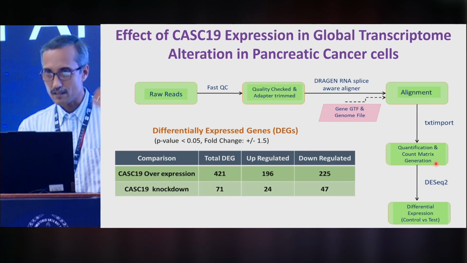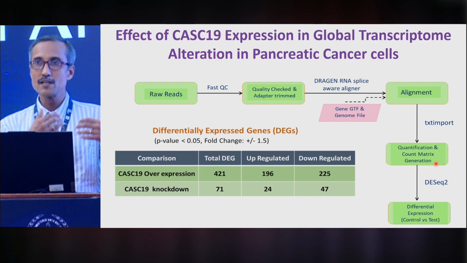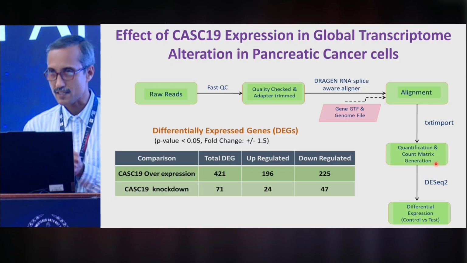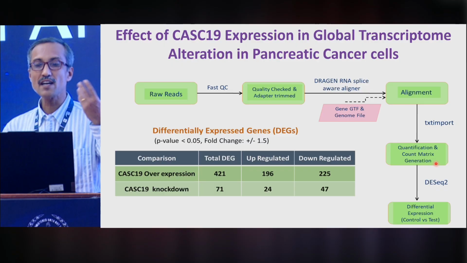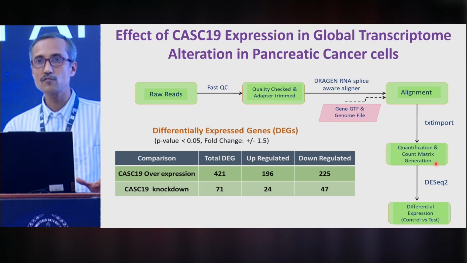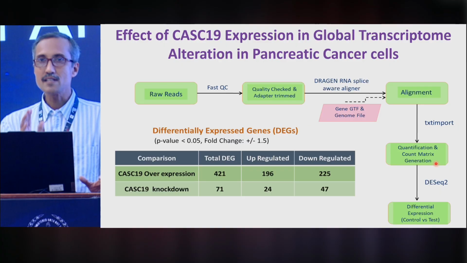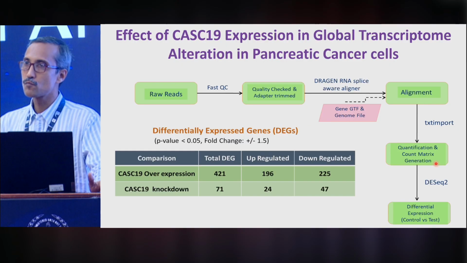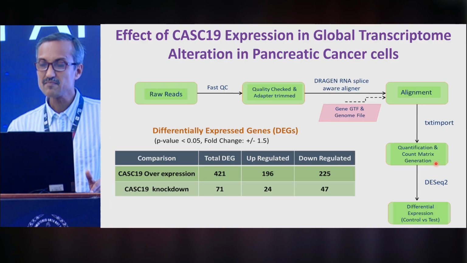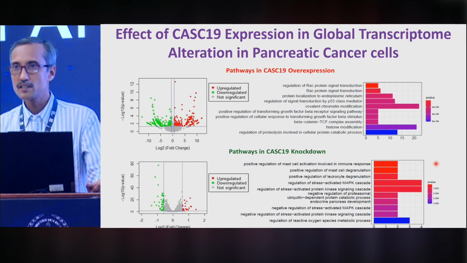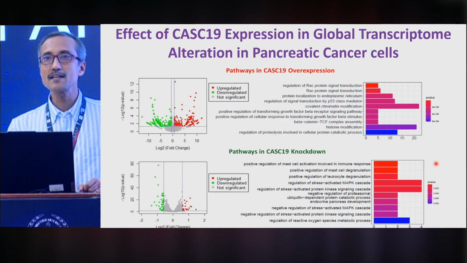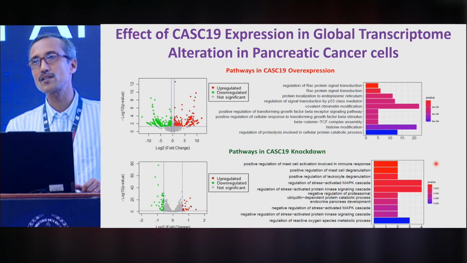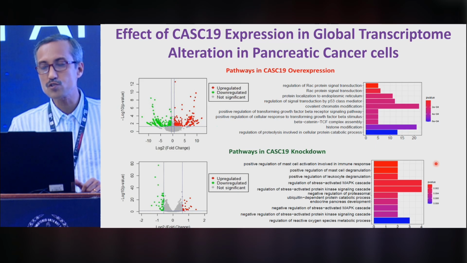So the obvious step was to find out if CASC19 has any role in transcriptome alteration of the cell. We did overexpression and knockdown, and we found a significant number of genes were altered when CASC19 expression was perturbed, indicating that it has some role in transcriptome remodeling. We did the subsequent pathway analysis, and EMT or metastasis related pathways emerged as the most enriched ones.